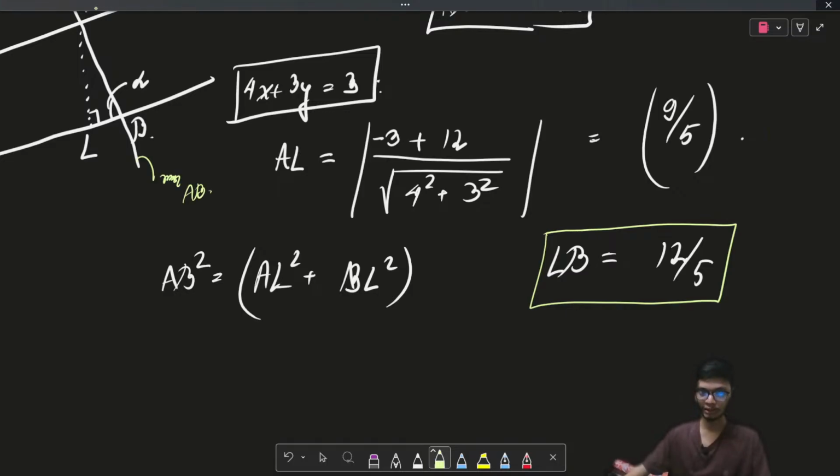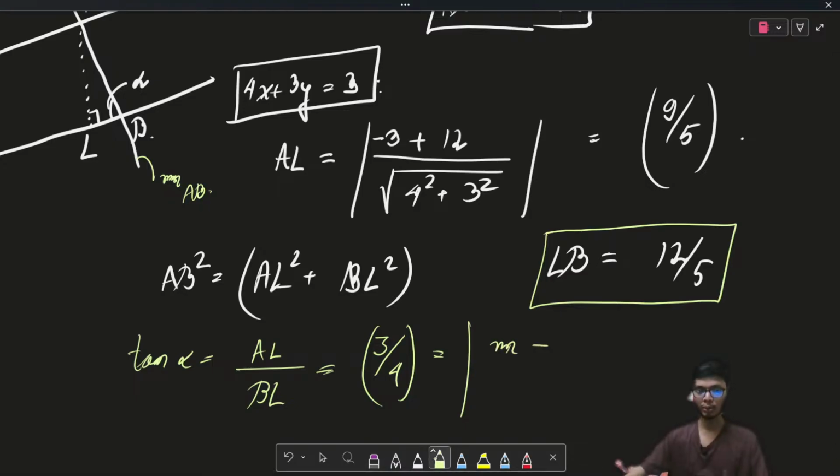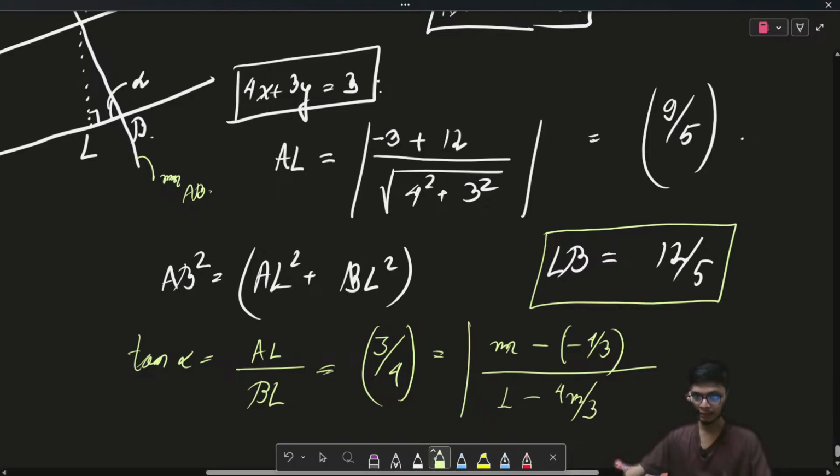So I need to find out the slope of the line which is making some angle alpha, right? Now this alpha I can find out as tan alpha in this right angle triangle would be the perpendicular upon base, so that is AL upon BL. So this will turn out to be some 3 upon 4, and this particular angle is also equal to mod of m, that is the slope of the unknown line, minus the slope of the parallel line, that is going to be minus of minus 4 by 3. And then whole divided by 1 minus 4m by 3.